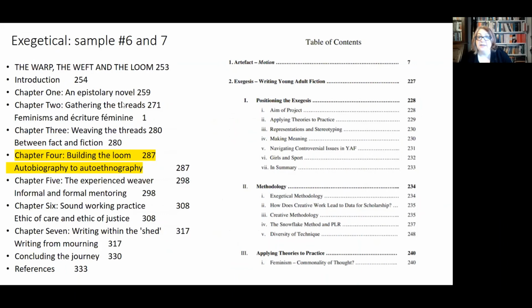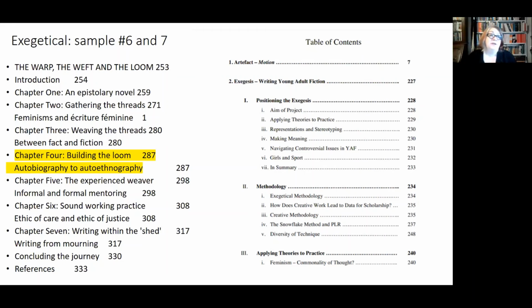And thinking about artifact and exegesis, here's one, The Warp, the Weft and the Loom, which was a novel and a 20 to 30,000 word exegesis. An exegesis is a critical analysis of the key themes and decisions that were made around the creation of an artifact. It contextualizes the artifact in terms of creative process and wider social and ethical issues that may have arisen as part of the themes of that artifact.